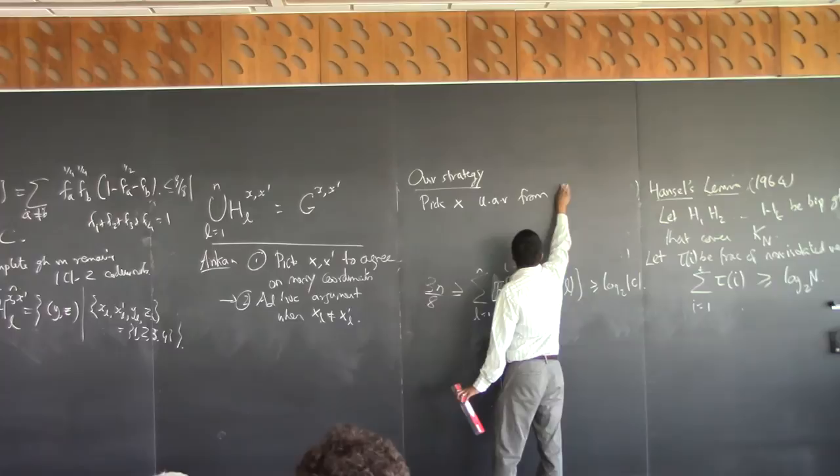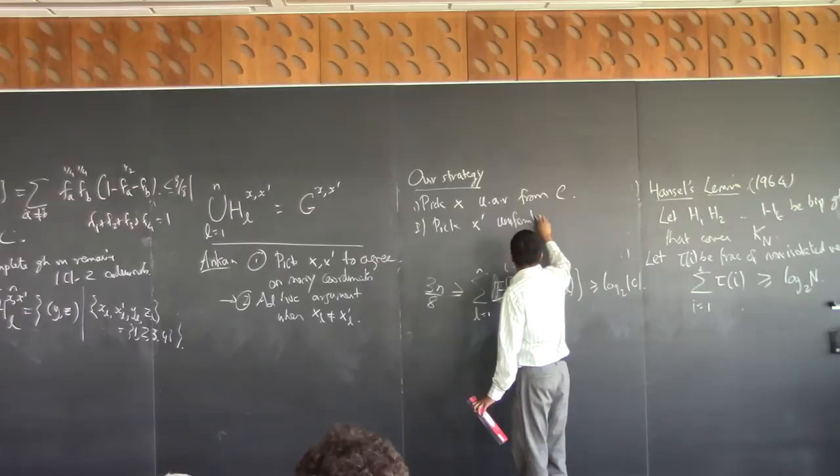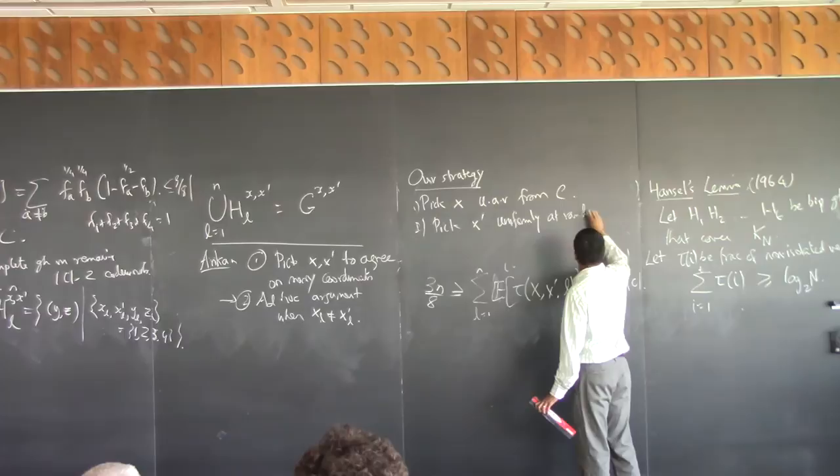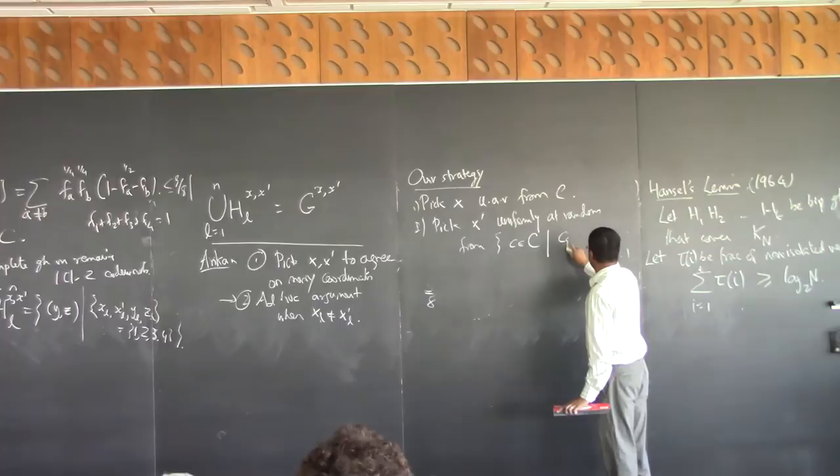Pick x prime. Again, you should do it without replacement and all that, but let's just ignore those technicalities. Here, pick x prime uniformly at random from all those code words c in the set C, where the prefix c_1 through c_s equals x_1 through x_s.